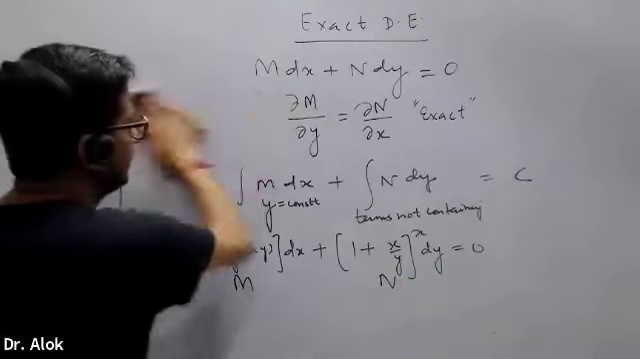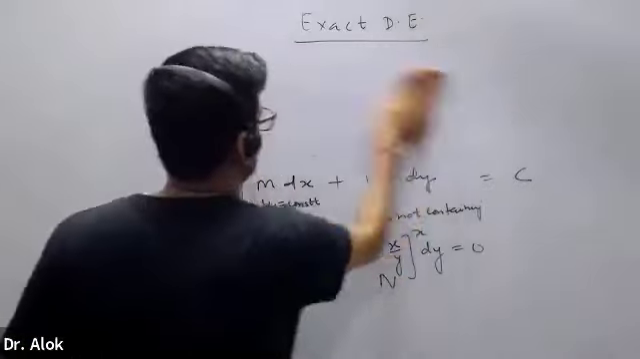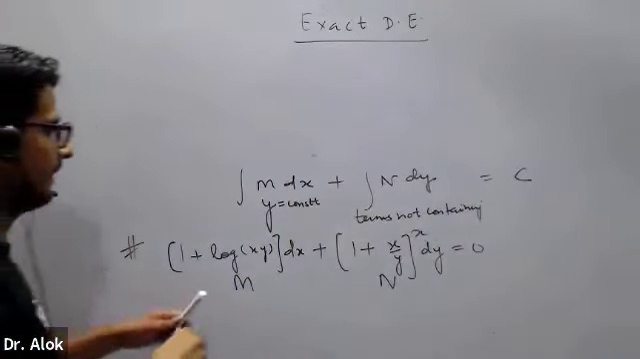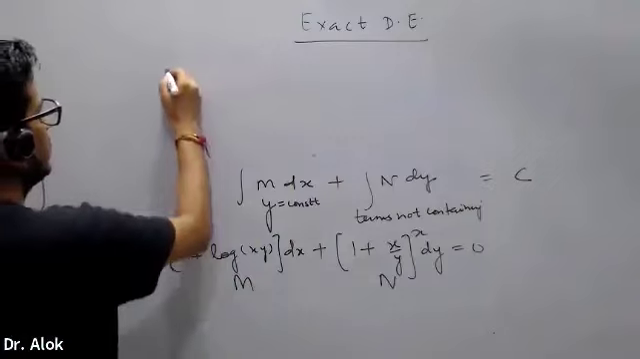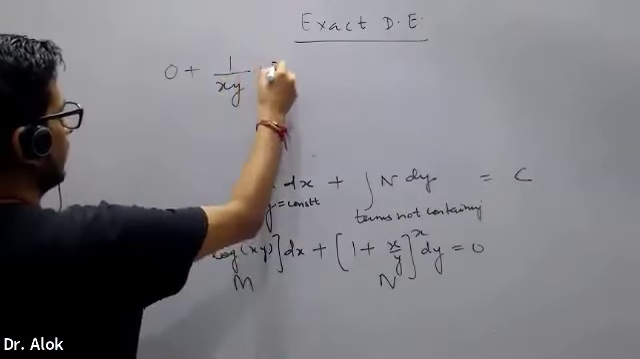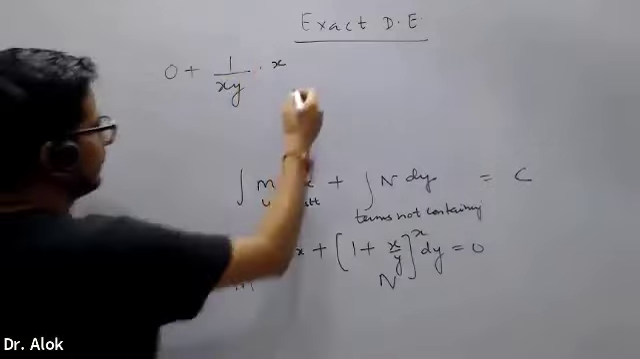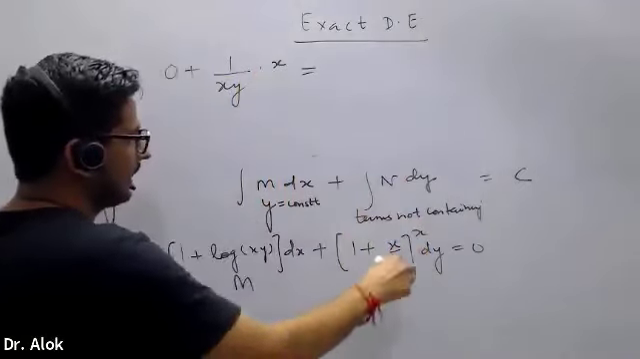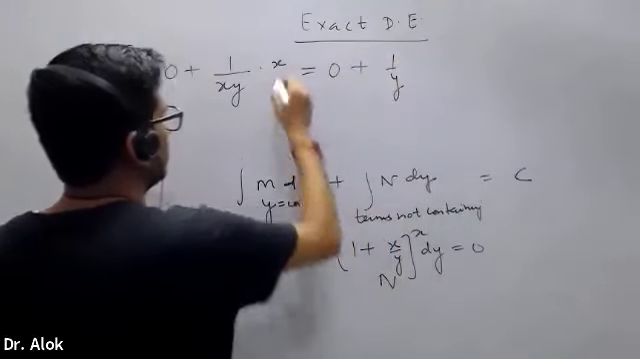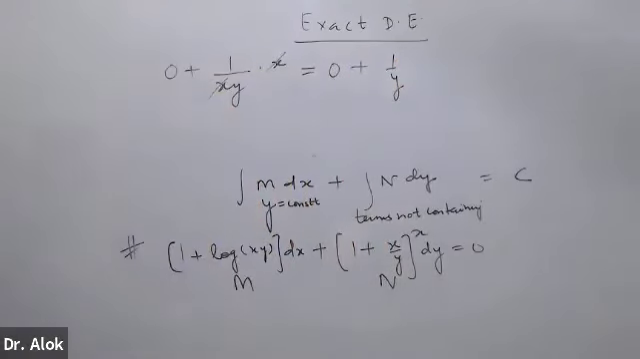So let us check once. Let us check. Del M by del y will become 0 plus 1 by xy into x, which is equal to del N by del x, 0 plus 1 by y. So are they equal? Yes, sir. So this is exact.